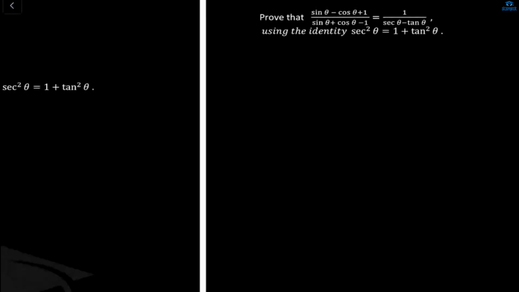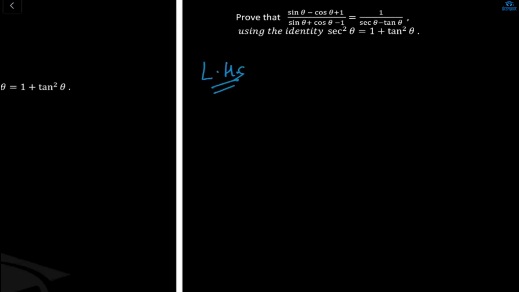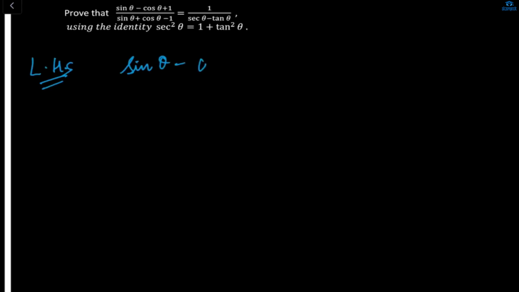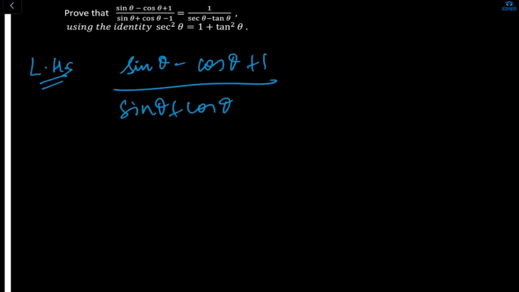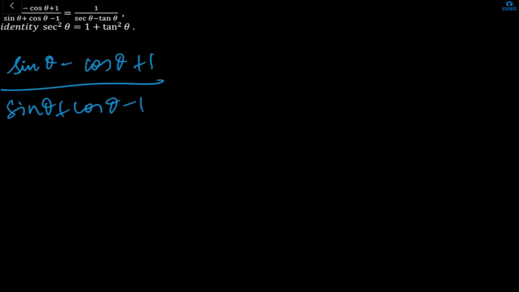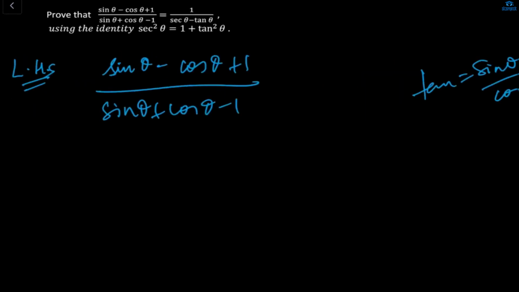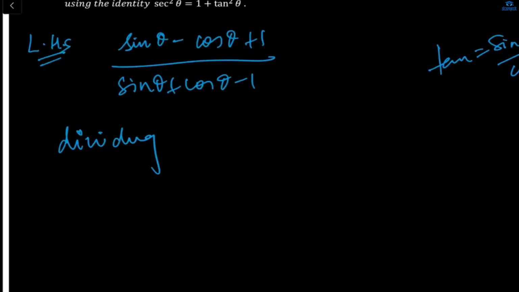So I am taking LHS as it is a proof question. Sine theta minus cos theta plus 1 upon sine theta plus cos theta minus 1. Now I have to make this into sec and tan instead of sine and cos. You can see I already told you the identity that tan is equal to sine theta upon cos theta. So if we divide in the numerator and denominator both, I'm dividing all the terms by cos theta.